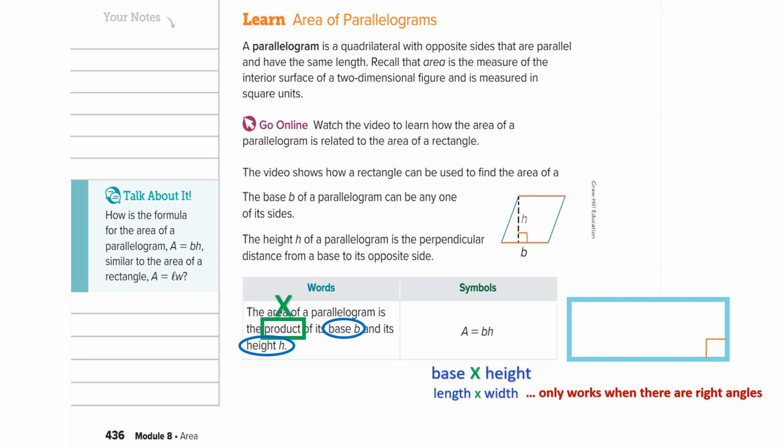A rectangle is indeed a parallelogram because the definition of a parallelogram is that it's four-sided and it has opposite sides that are equal. It's a special parallelogram because it has four sides, opposite sides are equal, and the corners are 90 degrees. If it was a square, it would be four-sided, opposite sides are equal, the corners are 90 degrees, and all four sides are the same length. Rectangles and squares, then I could use length times width.